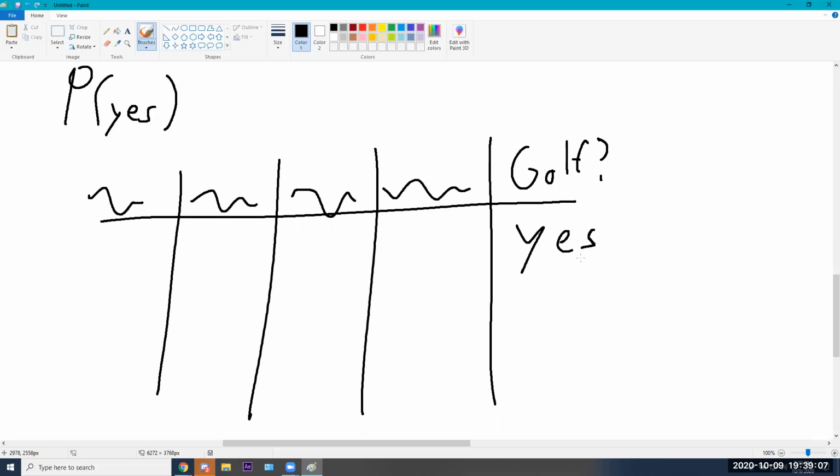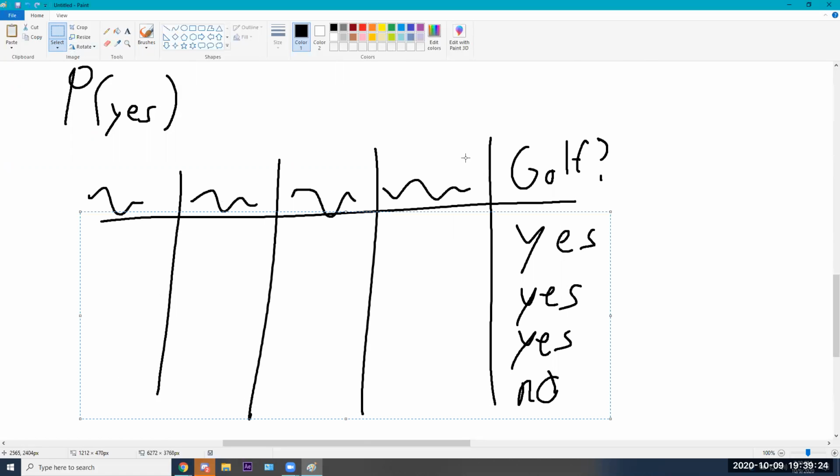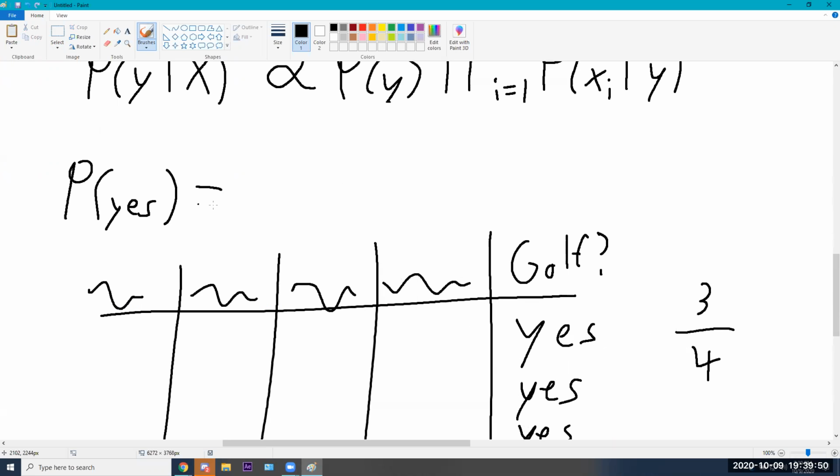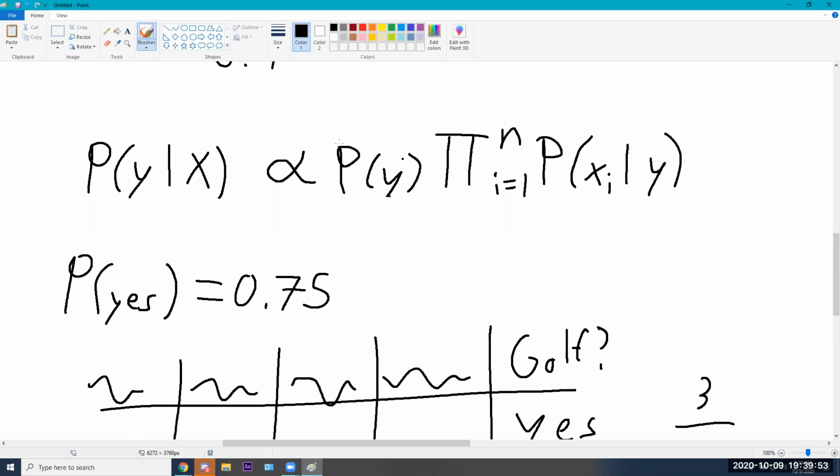So say there's yes, yes, yes, no. If you were to pick a sample from here at random, what is the probability that the label is yes? All you have to do is add up the number of yeses here, that'd be 3, over the total number of entries, which is 4. So the probability that a random sample is a good day to go golfing would be 3 over 4. And that's how we calculate the first part, P of y.